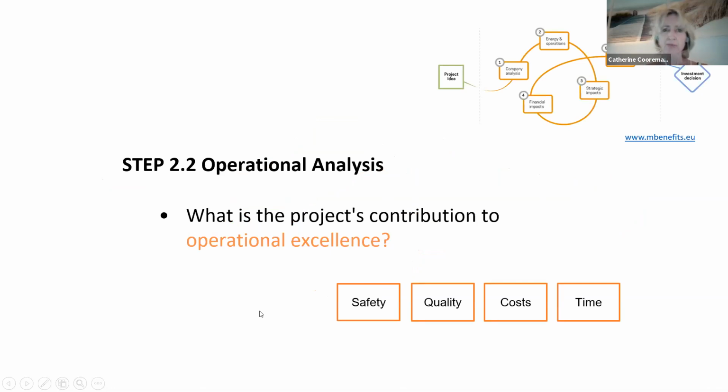I will jump immediately for time reasons to the operational analysis. So operational analysis is step 2.2 after the energy analysis, and it answers the question, what is the project's contribution to operational excellence? Operational excellence is composed of 4 dimensions: safety for people, employees, quality of products and process, cost, including all costs for the organization, and time. This is not something you can find in the literature. It's based on companies' practice, these 4 dimensions. But it's interesting because you can actually analyze these 4 dimensions in any type of organization. Some dimensions don't apply to any type of project.